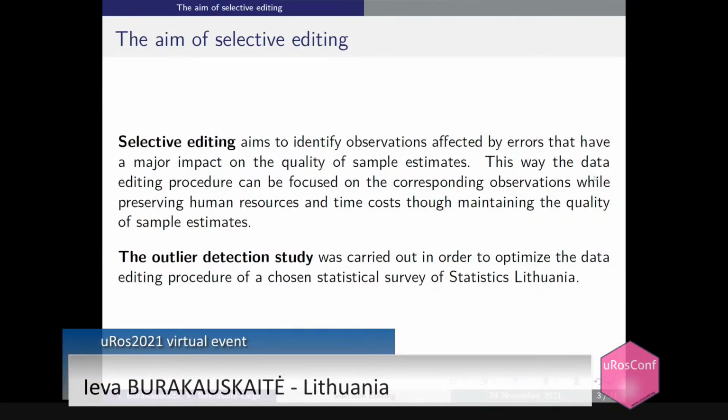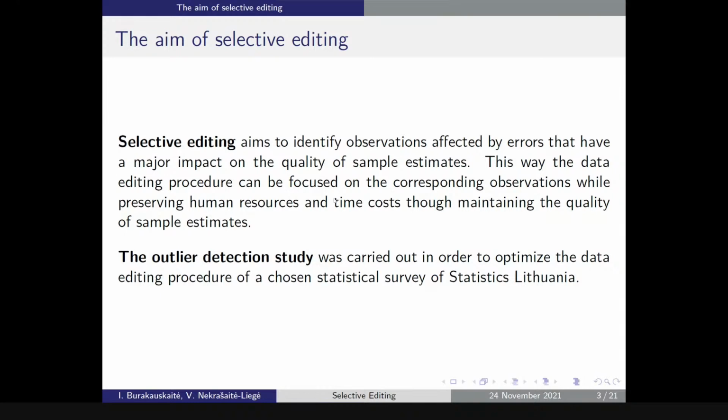So first of all, what is selective editing? It aims to identify errors that have a major impact on the quality of sample estimates. By identifying the most influential observations, the data editing procedure could then be focused on these observations, saving statisticians from unnecessary data editing. That's why the outlier detection study was carried out. The main focus of it was to optimize the data validation procedure in Statistics Lithuania using selective editing.